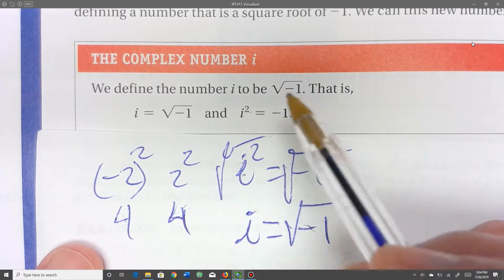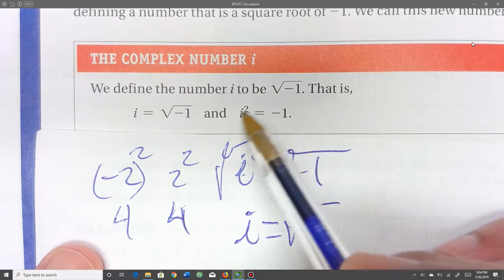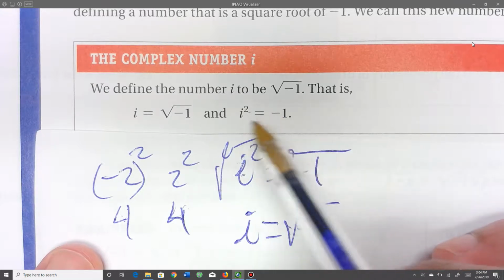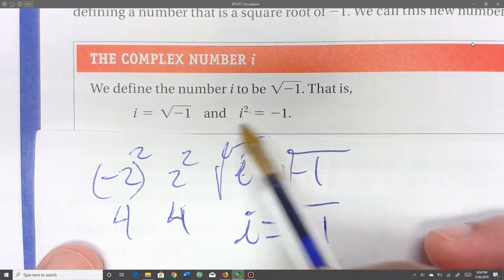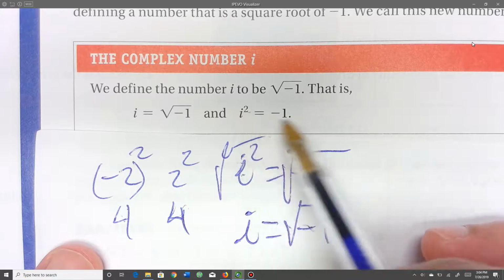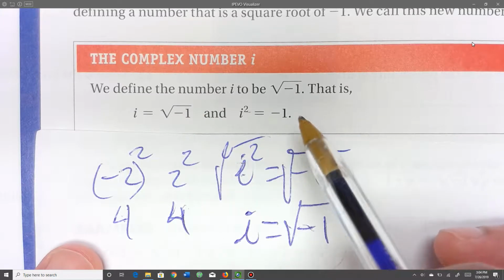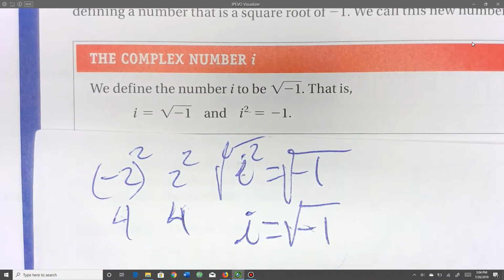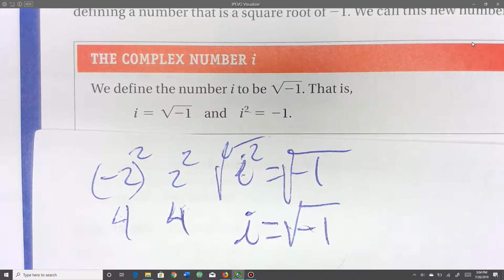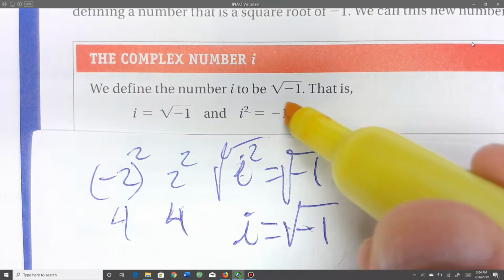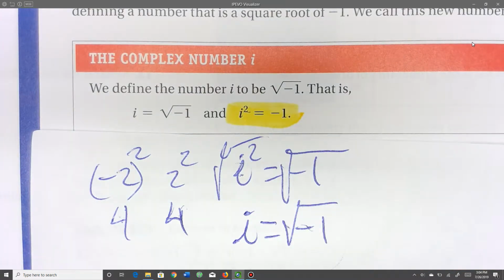The second thing is I would memorize this part here instead of that, because we use this part a lot. I mean a lot. Way more than this. So memorize this part. Memorize i squared equals negative 1.